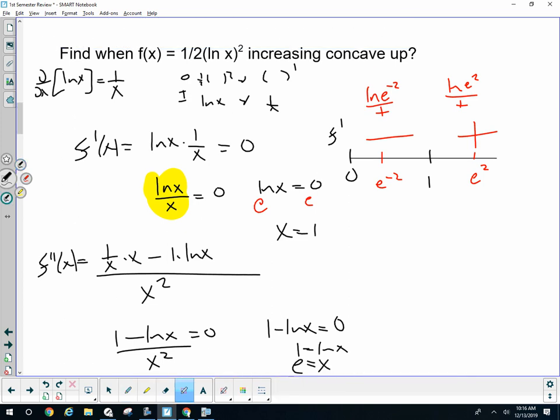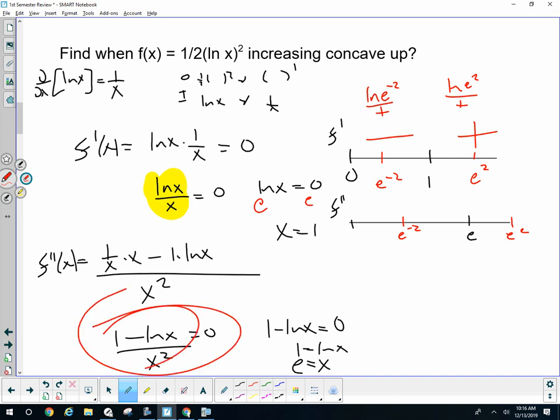So now for my second derivative, I'm looking at e. E is bigger than 1. It's 2.1. Again, plug in values, e to powers, into these derivatives like this. If I plug in e squared, it's 1 minus log e squared. That's going to be 1 minus 2. That's negative 1. Divided by a positive, so that's going to be a negative. 1 minus log e to the negative second was 1 minus negative 2. That's going to be a positive. So increasing, concave up, 1 to e.